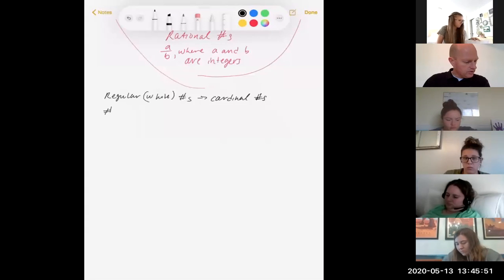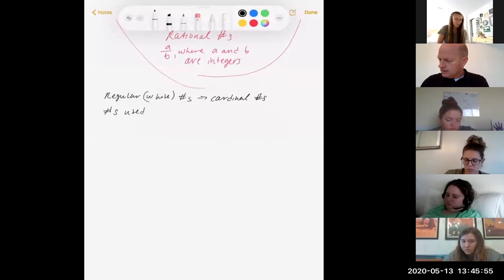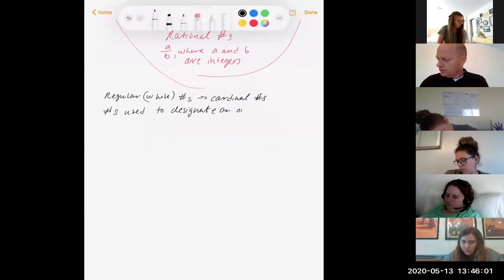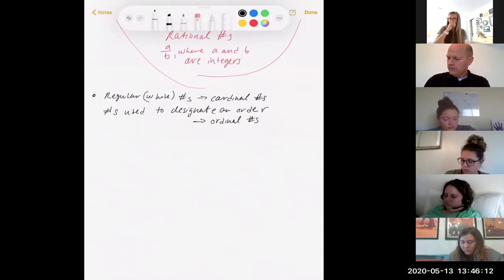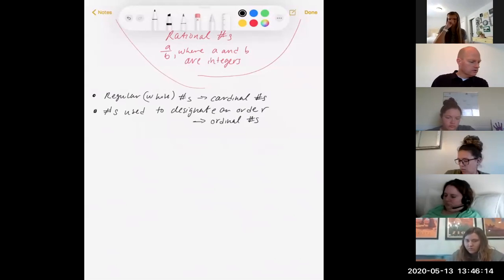So if you have numbers used to designate an order, like first, second, third, you might have heard these numbers before referred to as ordinal numbers. Those are a couple of bullet points here that the book goes over.